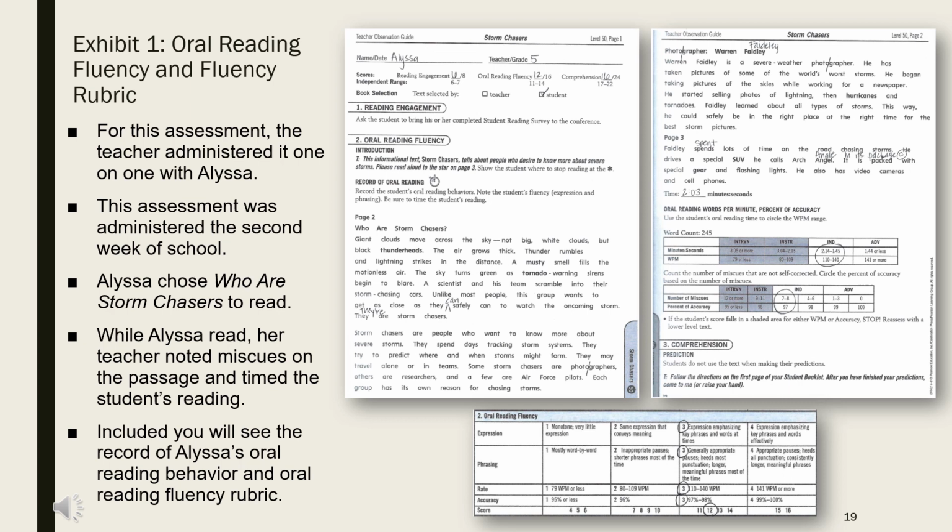And then you can look at the number of miscues, and that would tell you the percent of accuracy. So she was at 97% accuracy for this passage. But that doesn't mean that there aren't things that she could use instruction on. And the last thing you're going to see is the oral reading fluency rubric that the teacher used after Alyssa read the passage. It just gives you a little bit more information about Alyssa's fluency.